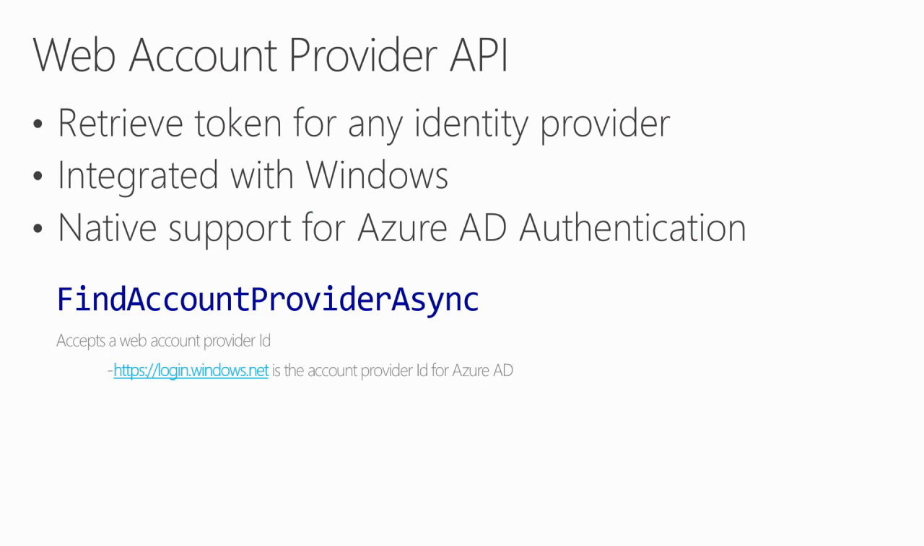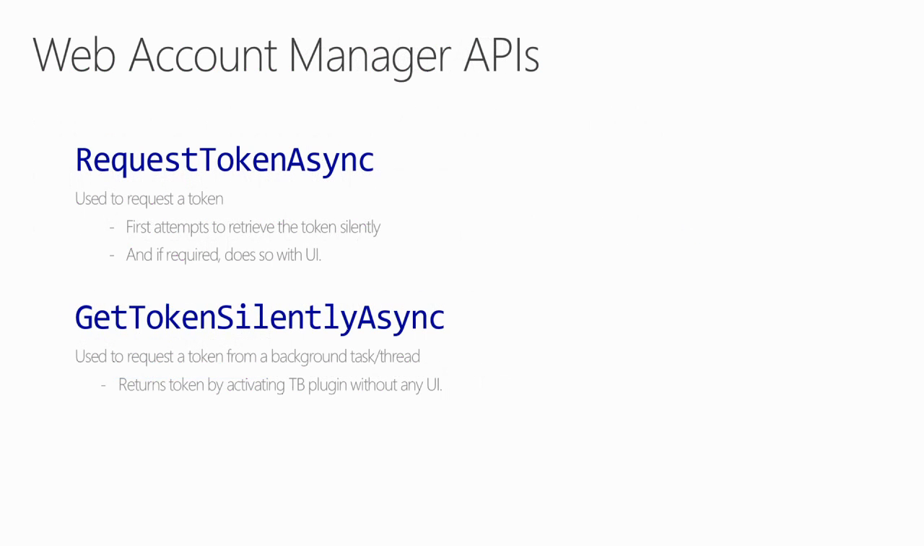So this is the key thing to say I'm going to be authenticating to Azure AD, right? We have an API method called FindAccountProviderAsync. That'll take a parameter, which is the ID of the web account provider. In this case, login.windows.net is the ID. We pass that, and you'll get an Azure AD provider. Once you have that, we need to say, I need to get a token for such and such resource from Azure AD. Remember, there are workloads, and every workload has a resource ID. So calendar has a resource ID called calendar. We will see that. And you need to tell Azure AD that you need to get access to that resource.